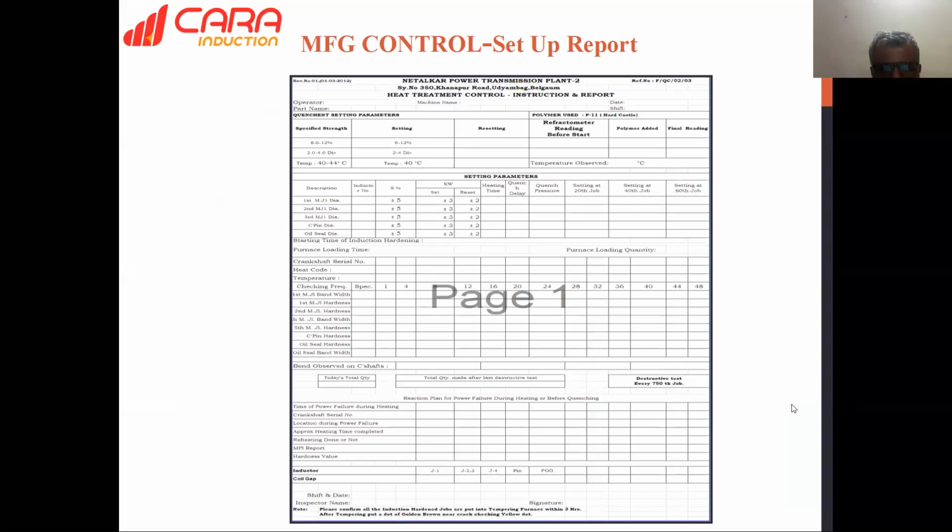This is the setup approval format. This is one example. After you approve the setup process, you need to write down all parameters or results in the sheet, and only then you start the production. Next.